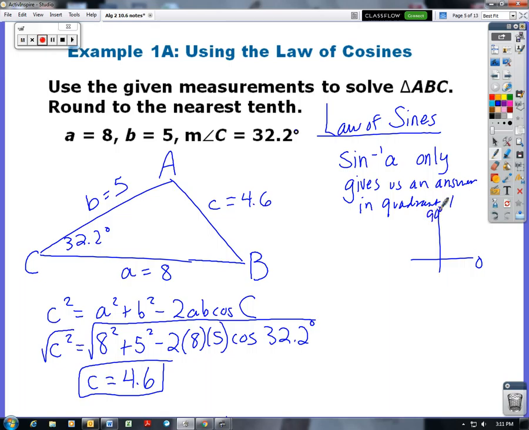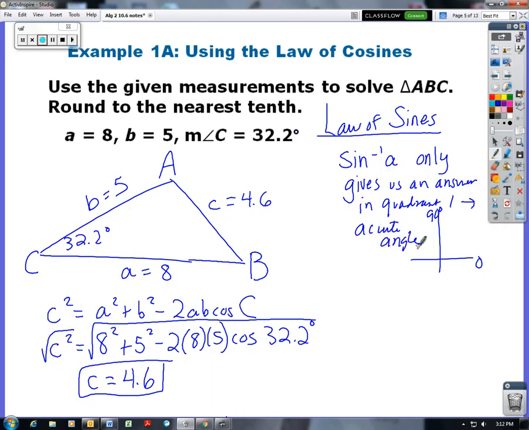If we're trying to find an obtuse angle, and we're using inverse sine, like law of sines, we're not going to get our calculator to give us an obtuse angle. It will only give us an acute angle. So in quadrant 1, that means we're only going to get an acute angle.